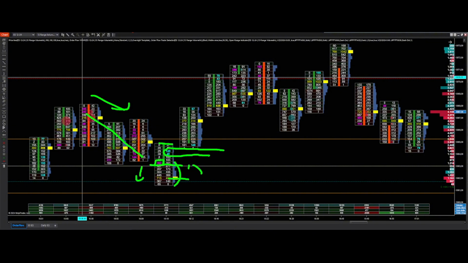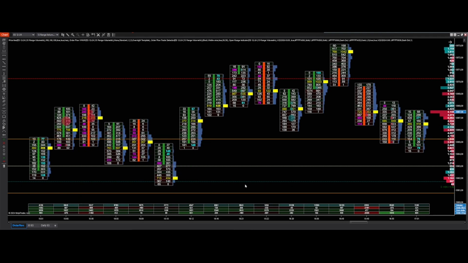This means buyers are getting back into control when we push into this setup. This is what I call a delta flip setup. There's one very important thing for the delta flip setup, and that is that we need a finished auction right here. 65 to 0. So this is for me a definite signal to go long at these stacked imbalances.